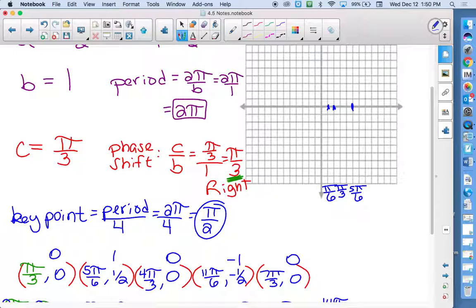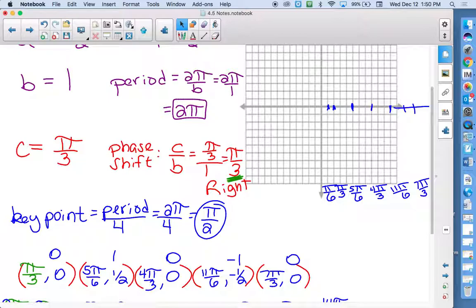So I'm just continuing to count. 6 pi over 6, 7 pi over 6, 8 pi over 6 is my third key point of 4 pi over 3. 9 pi over 6, 10 pi over 6, 11 pi over 6. I need to add a couple of extra. 12 pi over 6, 13 pi over 6, 14 pi over 6, which is 7 pi over 3. So I labeled the first one to show I was counting by pi over 6, and then the other values that are labeled are still the 5 points.